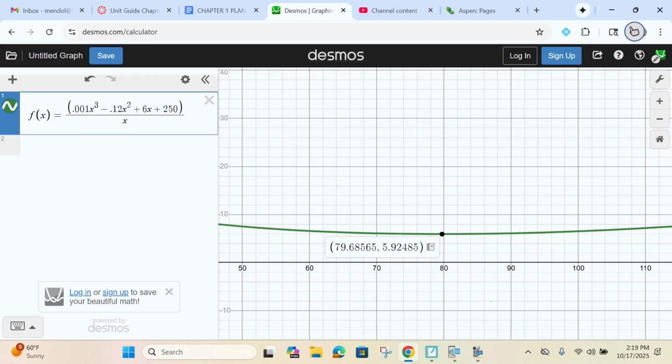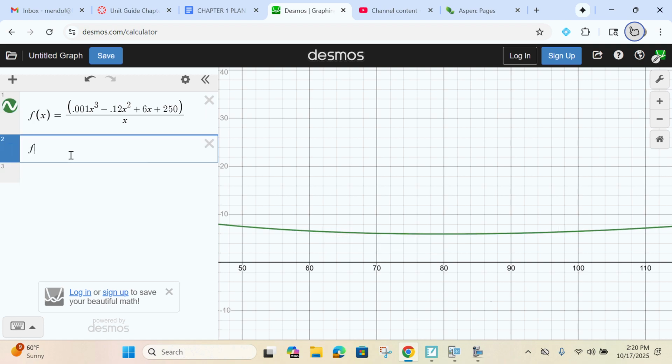So that is C and D, and then E as well. Average cost is 5.925. Is that okay? And then I guess on B, find it for 100. I could just go F of 100, and I get 6.5. Any other ones that you guys would like to look at? You all set? Okay.